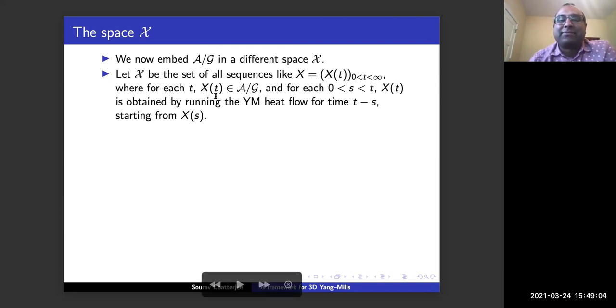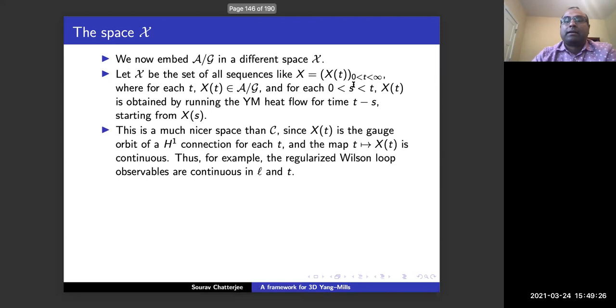Yeah. So you have x_t in this quotient space, and the property should be that for each 0 < s < t, x_t is obtained by running the Yang-Mills heat flow for time t minus s starting from x_s. So this is the evolution of the Yang-Mills heat flow with no beginning. There is no beginning point, but it's an evolution. So all sequences like this. This is a much nicer space than before, since this x_t is a gauge orbit of an H1 connection, and this map is continuous and all that.